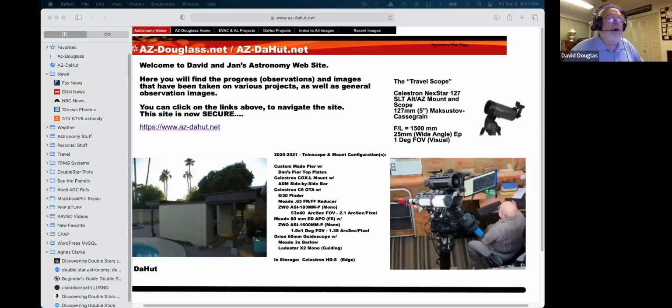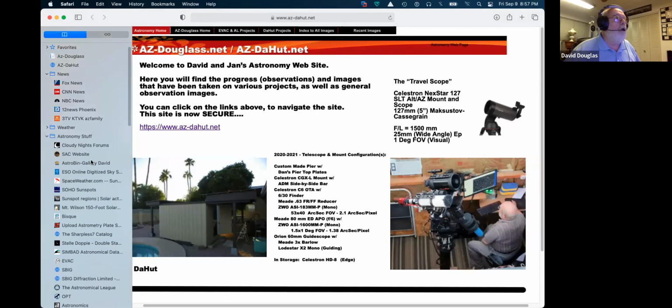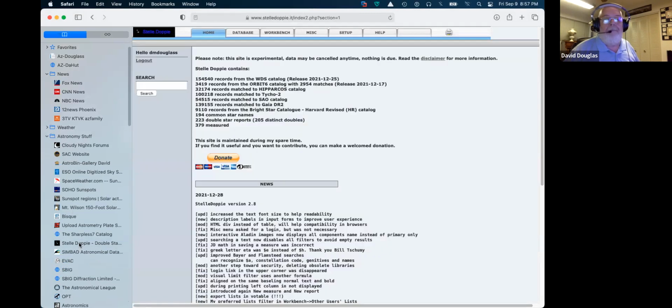One of the places I got to get back into screen sharing. Screen share. Main screen share. Okay. From the web, I'm going to go to where all those facts and figures come from that I use, which would be handy if people want to get into it. And that's a place known as Stelle Doppie.